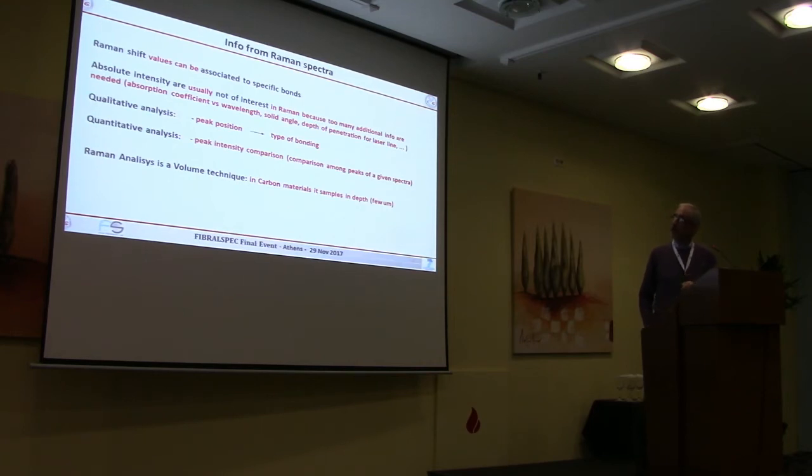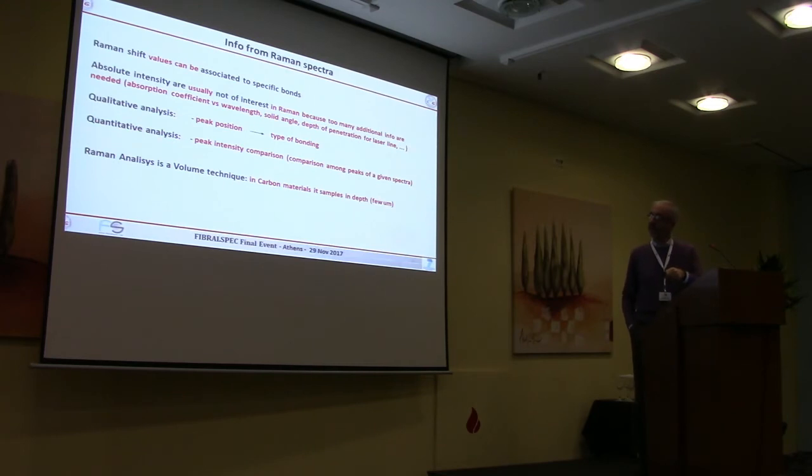Which kind of information are you able to get from Raman? Well, the Raman shift is the loss in energy by the photon, and can be associated to specific bonds, somewhat like infrared. The detail is not the same, but the kind of information is similar. The absolute intensity, you usually don't focus on that because it's too complicated to make your calculation. So we are looking at relative intensities of the peaks. From the peak position, you get the type of bonding.